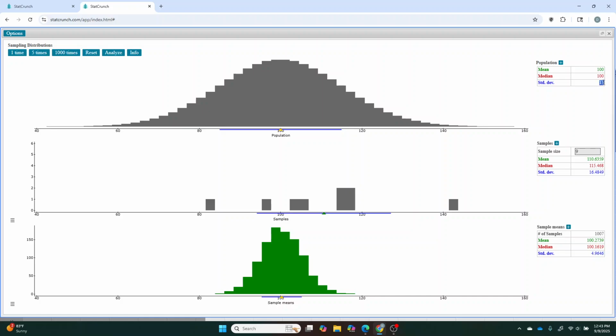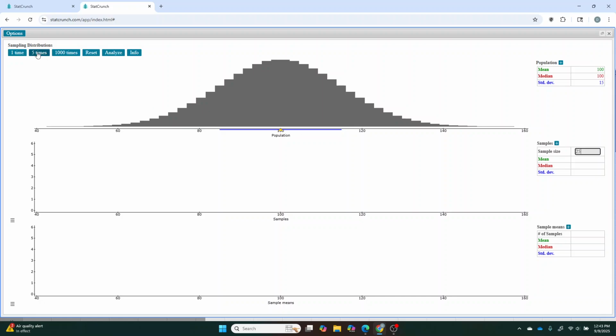Well, the population standard deviation we started out with was 15, and our sample size was 9, right? The square root of 9 is 3, and 15 divided by 3 is 5. So that seems to be holding up. And of course, the shape of the distribution is bell-shaped. But that's not super surprising because we were drawing from a population that was already bell-shaped. Let's see what happens if we change the sample size to 25.